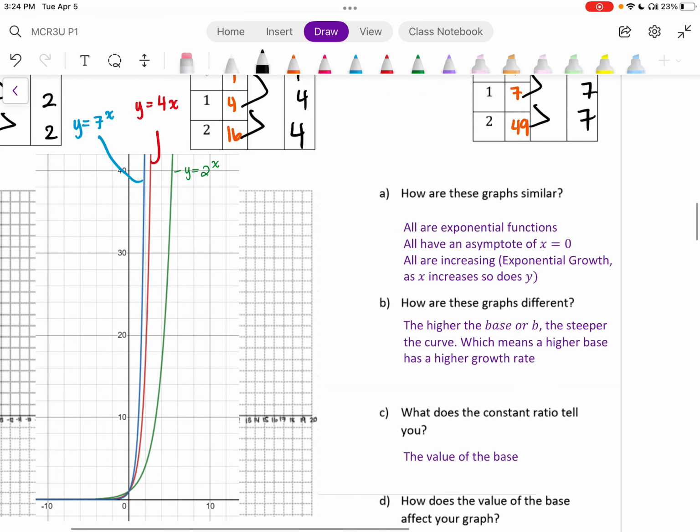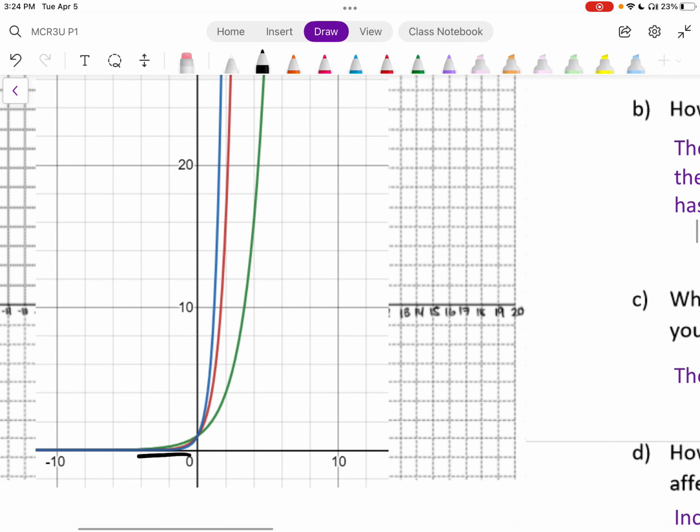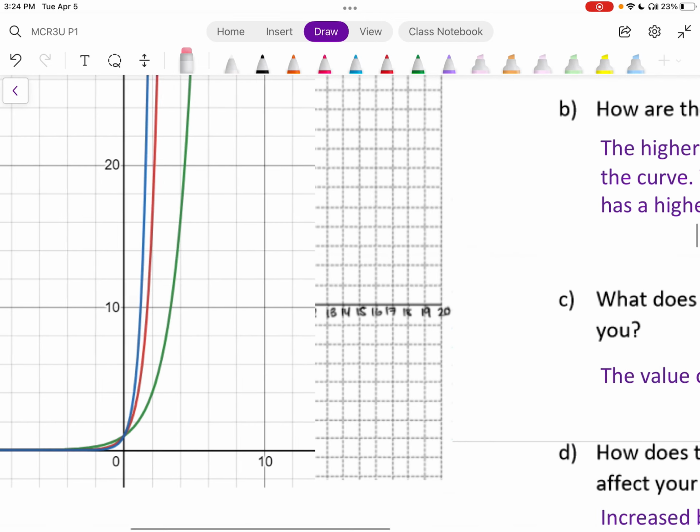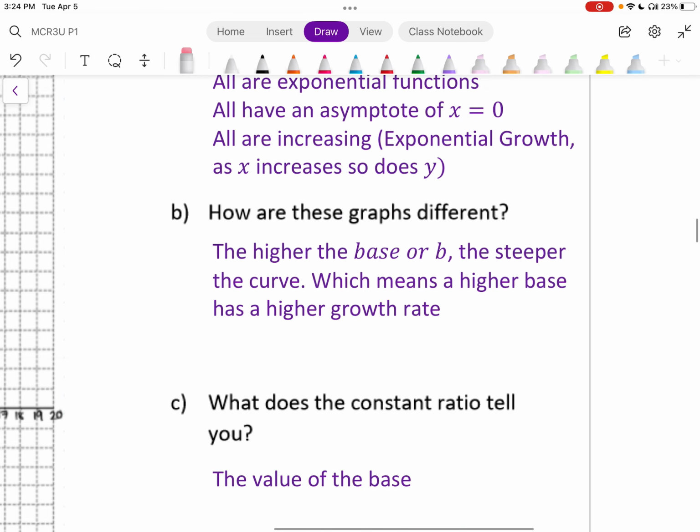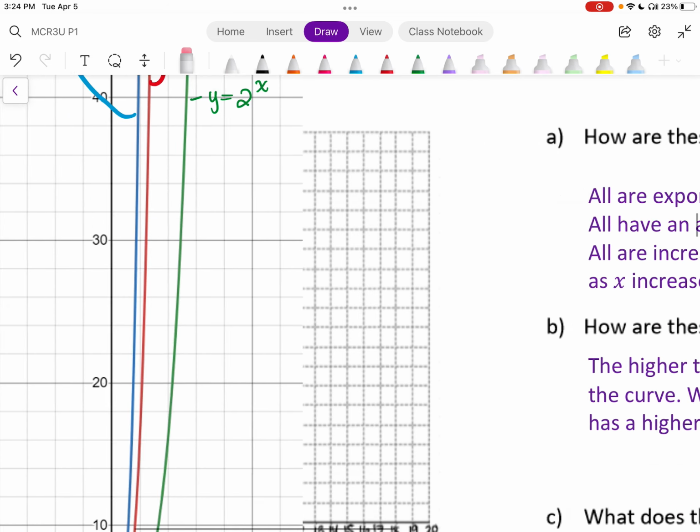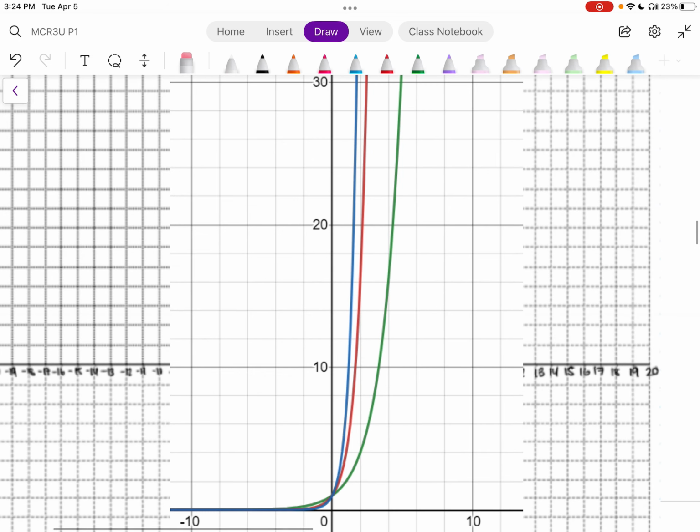And so this one, you can see it says asking how are the graphs similar. So an exponential function, you'll notice that they are all exponential. They all have an asymptote of 0, right? So it gets really close to the 0, but it never actually touches it, right? And they're all increasing. So see, as the x gets larger, so does the y. They're all growing in that direction.